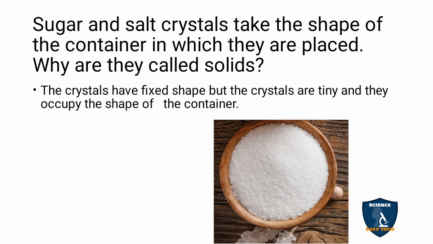Next question: sugar and salt crystals take the shape of the container in which they are placed. Why are they called solids? Sugar or salt are in crystalline form. In crystals, they are very small, tiny. Have you seen the sugar or salt particles? No, because they are very small, tiny. So because of that, they occupy the shape of the container.